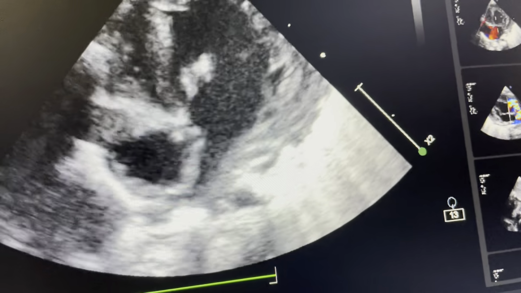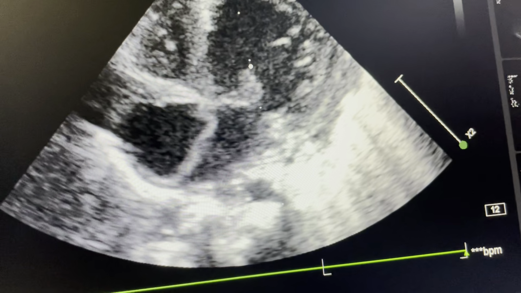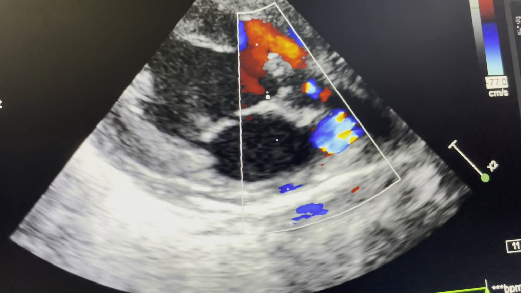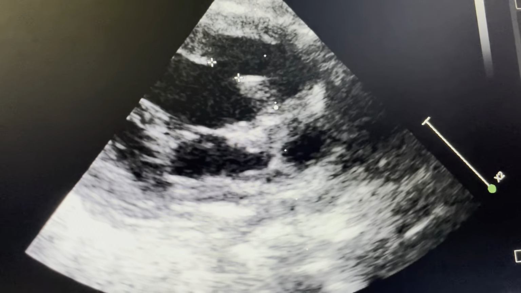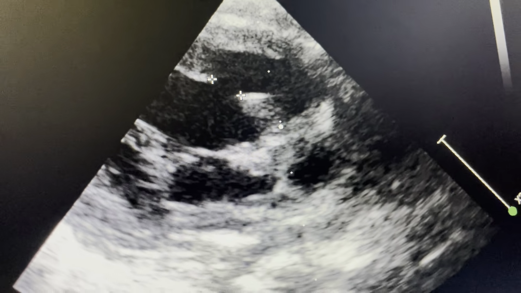This is cyanotic heart disease because blood is always mixed. Oxygen saturation is never 100% in this case. This is the size of the VSD. Thank you.